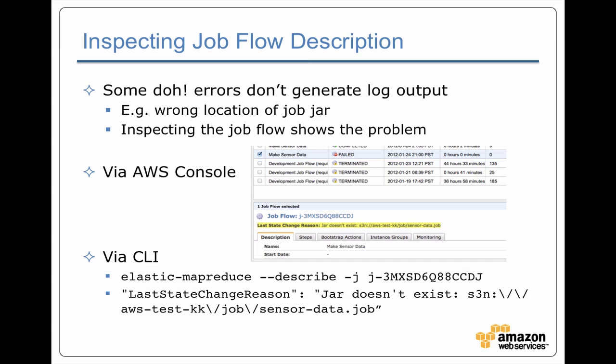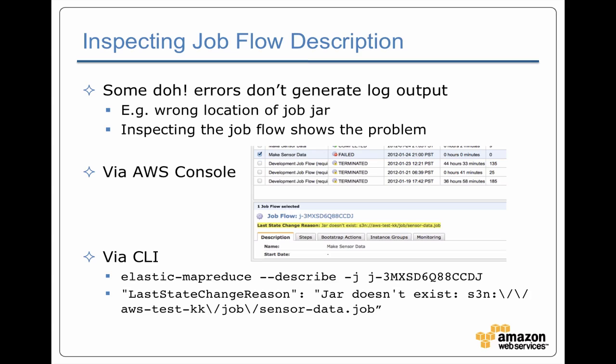Sometimes when you have a problem with your jobs, it actually doesn't generate log output. So for example, if I specify the wrong location for the job jar, then I'm not going to get any log output because my job's not actually going to run. So when that happens, what I need to do is look at details of the job flow itself. And there are two ways to do that.